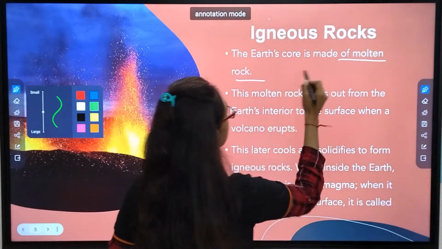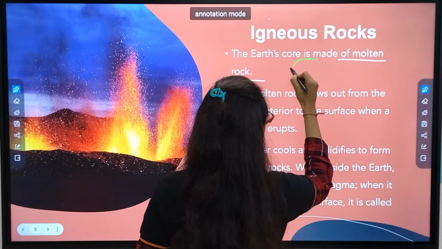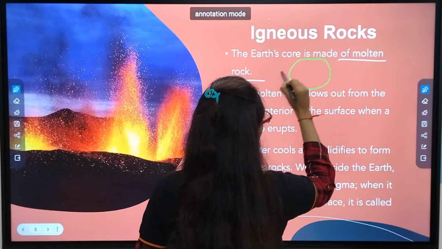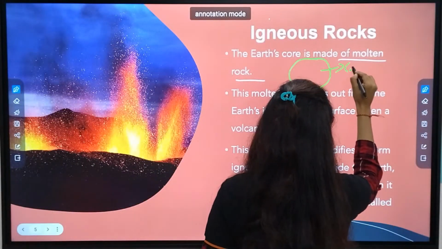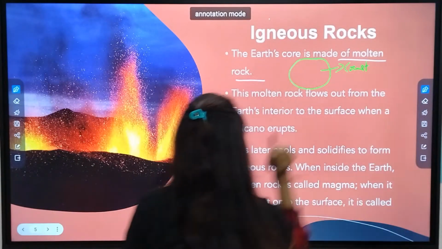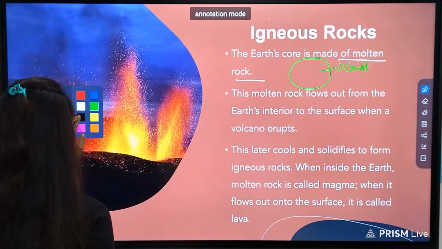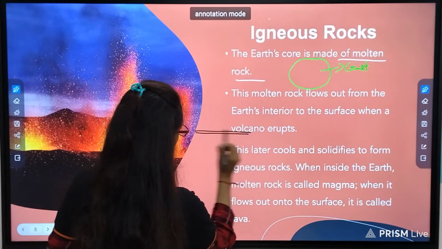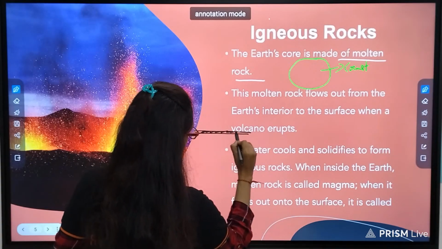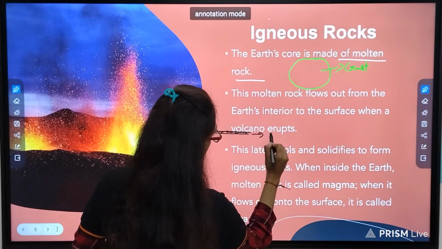Suppose this is the earth. The outer surface you have known is known as the crust. You have already known this. Now, this is the soil. This part is the soil.